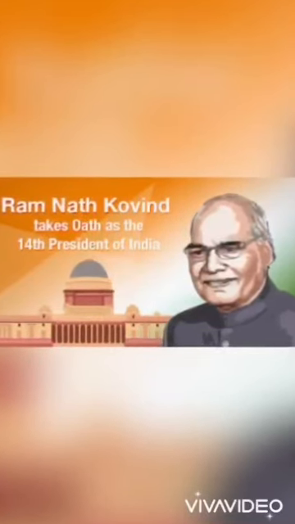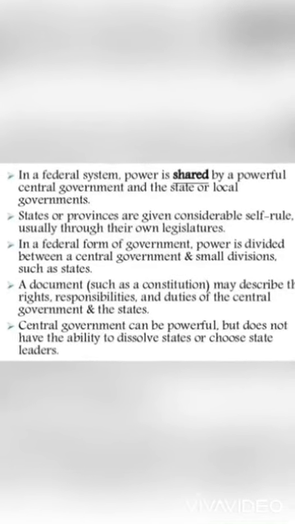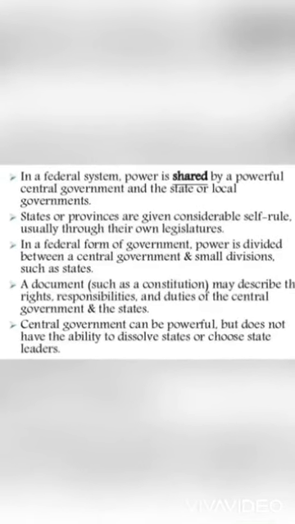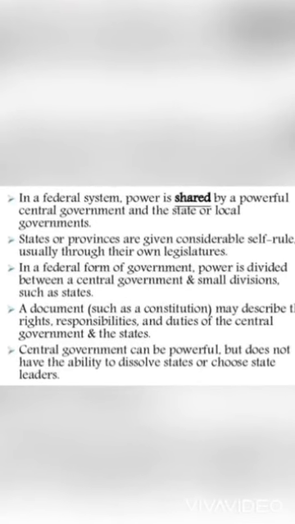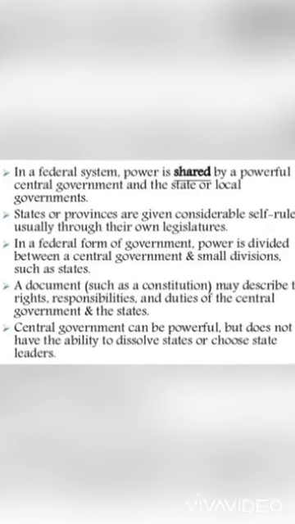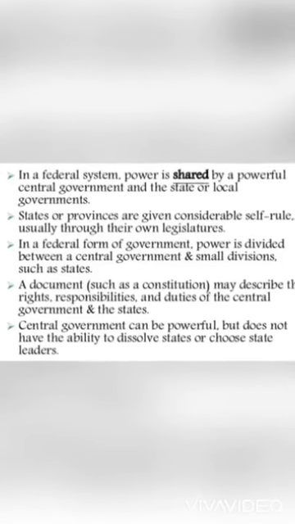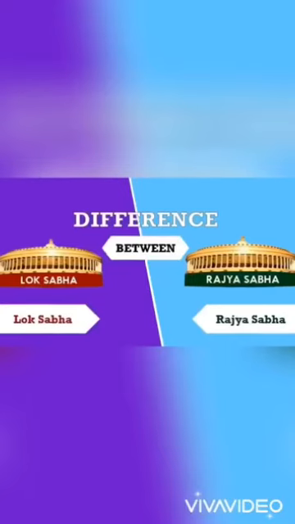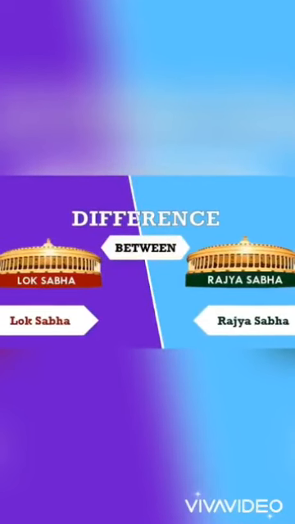We have a federal setup in India. That means the power is divided between the union and the state governments. So all of us are governed by two sets of authority, one at the central level, that is the union government, and second is at the state level, that is the state government. Our Parliament has two houses. They are Lok Sabha and Rajya Sabha.